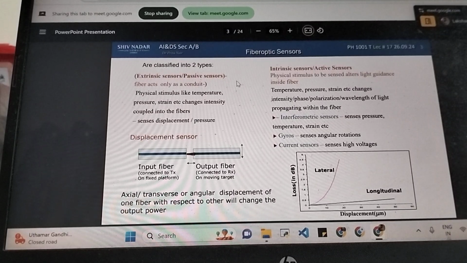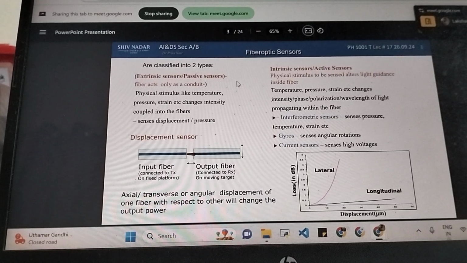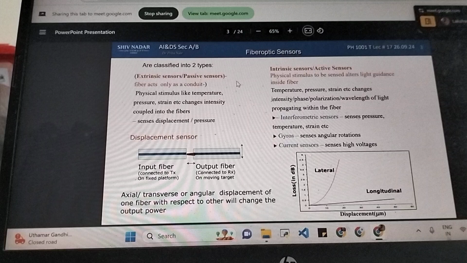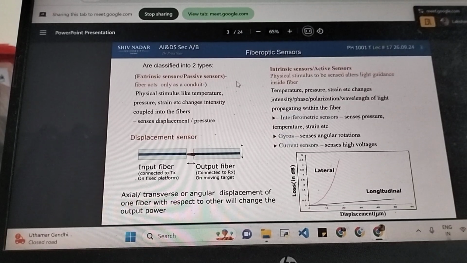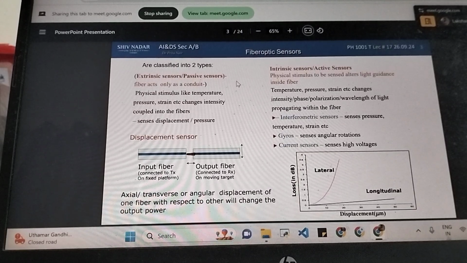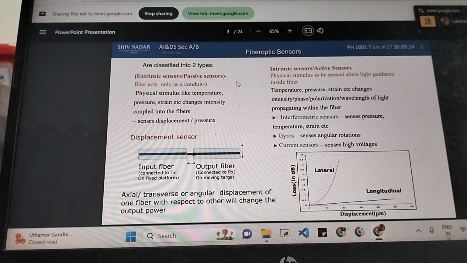And then you see some changes either in the power output of the light or in the intrinsic properties of the light itself, like its phase, wavelength, something changes. So depending upon the change in the light, we measure the change in the physical property which we were trying to measure. That is the core idea behind fiber optic sensors. So they are classified into extrinsic and intrinsic sensors.